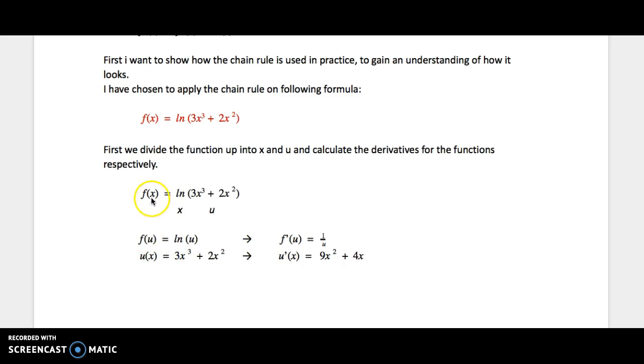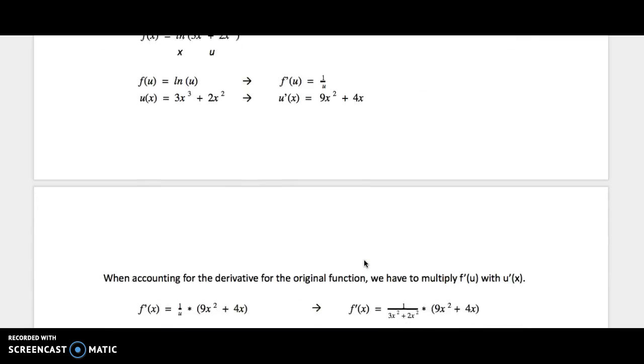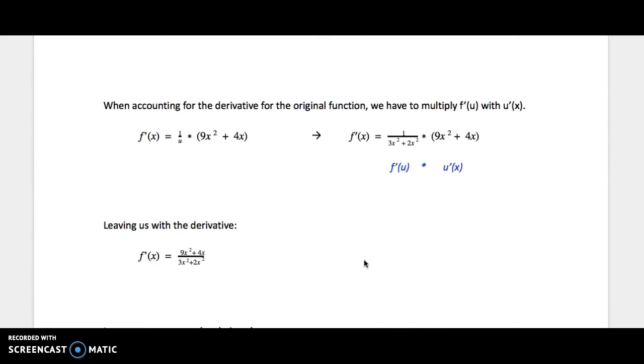So here I've divided them up, so this is my x and this is my u inside the parentheses. This is shown below here as well, where I've calculated the derivatives using the power rule. So the derivative f prime of u is equal to 1 over u. The derivative u prime of x is 9x squared plus 4x. So when accounting for the derivative of an original function, we have to multiply f prime of u with u prime of x. So I plugged the values in here.